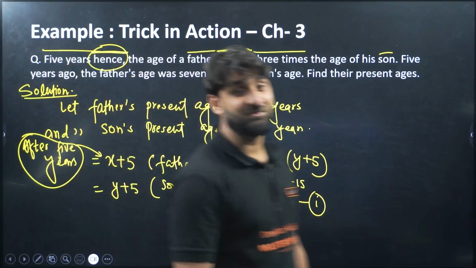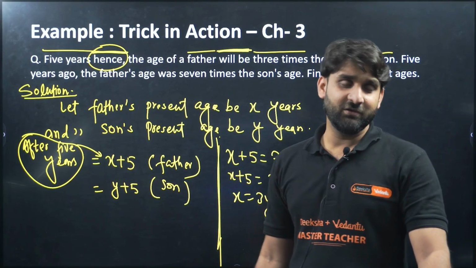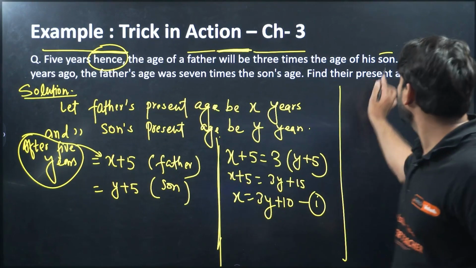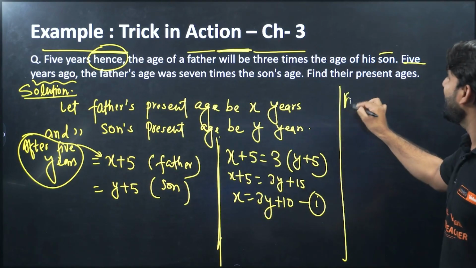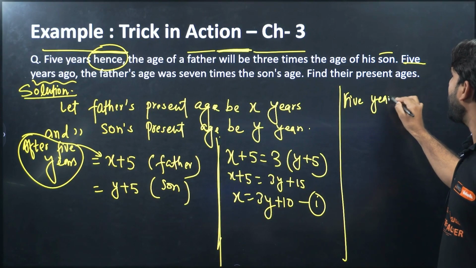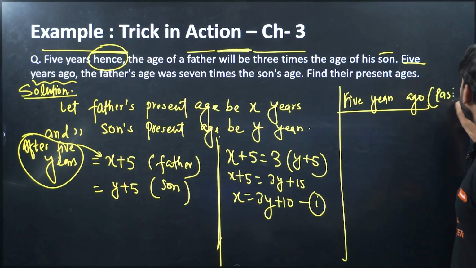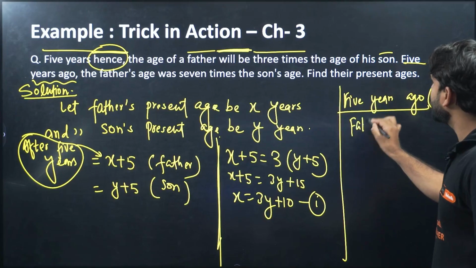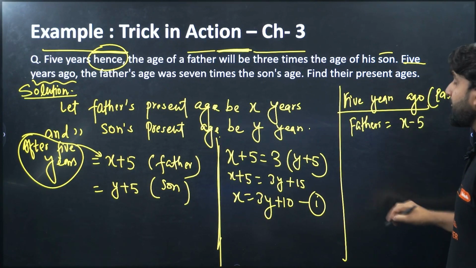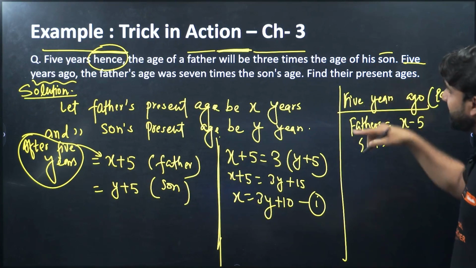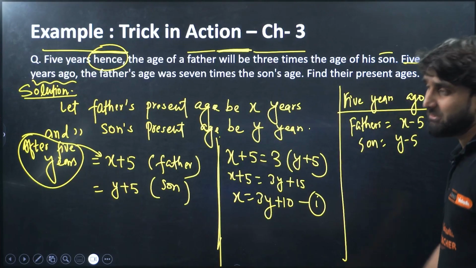We require one more equation because we have one linear equation in 2 variables. If 2 variables are there, we require one more equation. Now, 5 years ago, what do you understand by this? Ago means we are talking about the past. So the father's age was x minus 5, and the son's age 5 years ago will be y minus 5, because we have assumed x and y as their present ages.